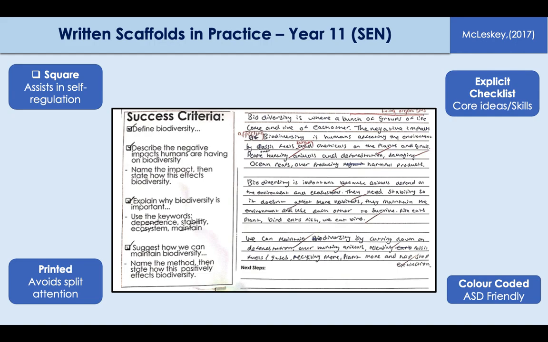You can't see this on the screen, but this was actually colour-coded. It was a lighter colour underneath where the key words were to allow it to be more SEN friendly. And these core ideas were taken straight out of the AQA scheme of work to allow the student to be successful. So how can we actually implement scaffolds more successfully?